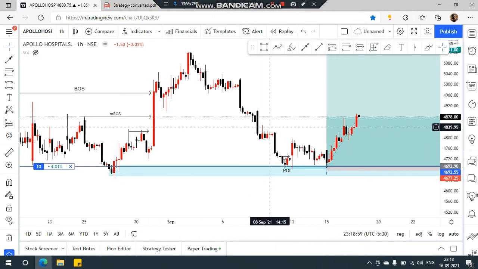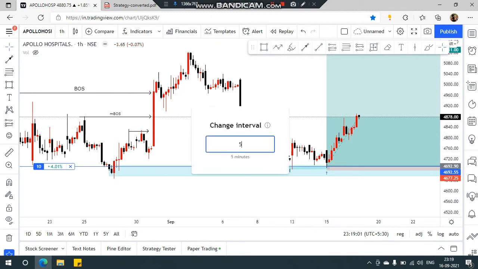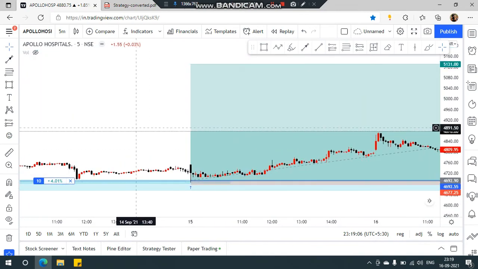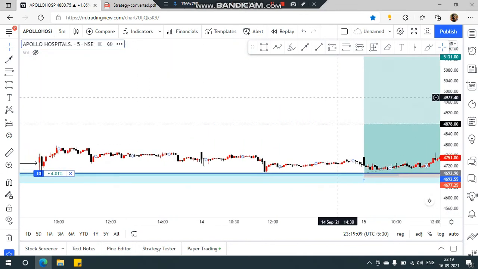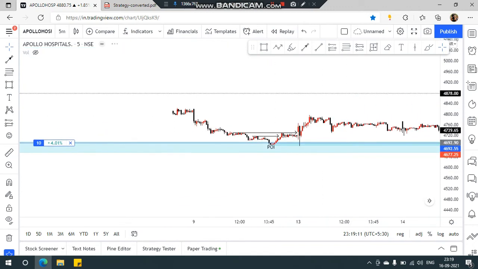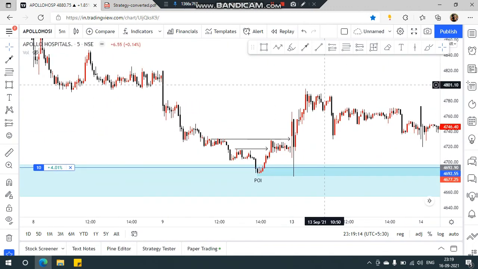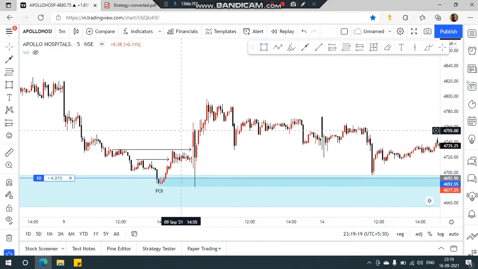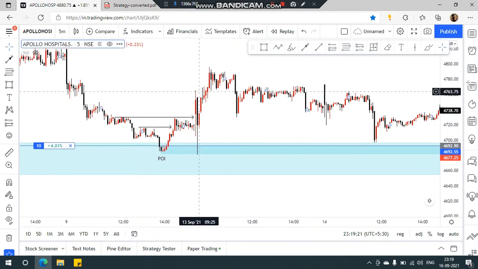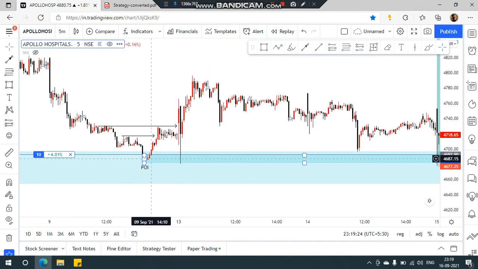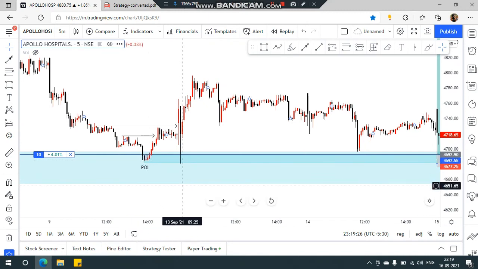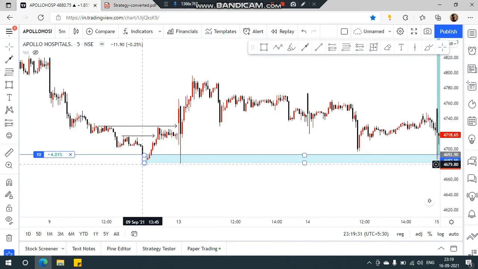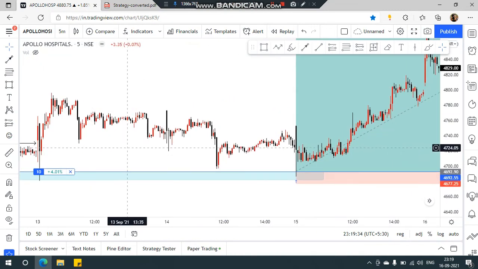It reacted really violently. If I go to the 5 minute, I can see that the market came around here, broke this first structure, and then again broke another structure. The last candle which broke structure was this candle. This was the last bearish candle before the bullish impulse, and that would be my POI.